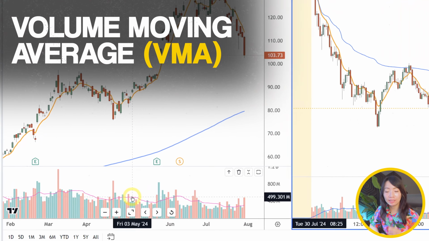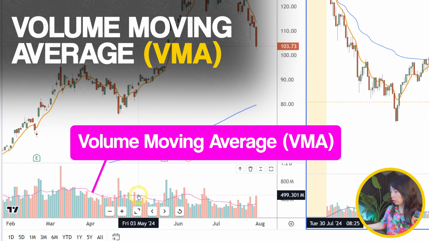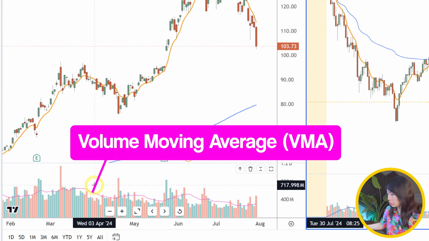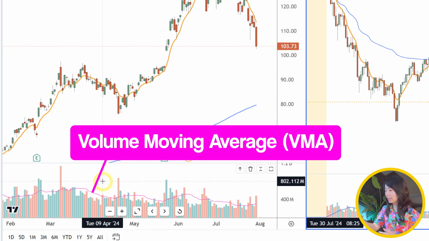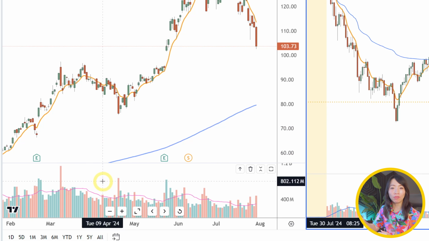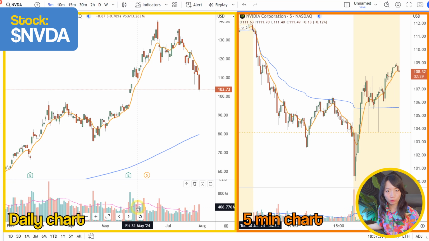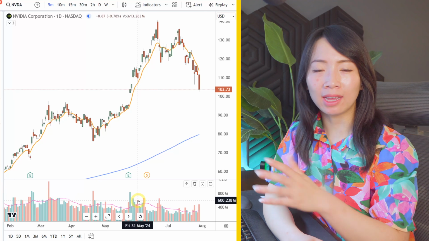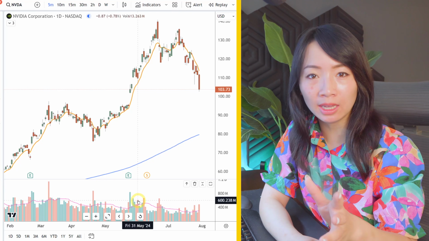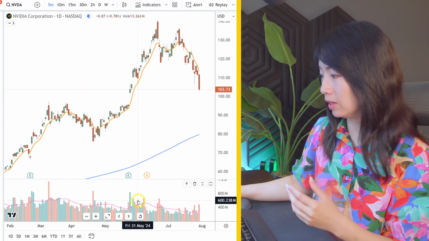The first one is the volume moving average, such as this pink line here you see at the bottom of the volume chart. Just like how you can add your EMAs and VWAP over your candlestick charts, you can add this volume moving average over the volume bars down here on most of your trading platforms. This is a really quick and easy indicator to help you see how the volume is trading on the current day.